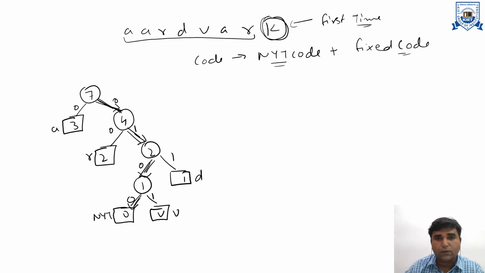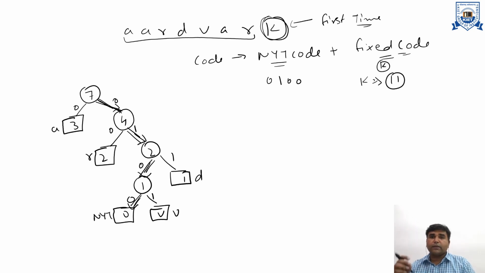So the NYT code is 0 1 0 0. Now come to the fixed code. Here the symbol is k, and what will be the value of k? The value of k is 11, because in the alphabet dictionary the position of k is 11, so the value of k is 11.